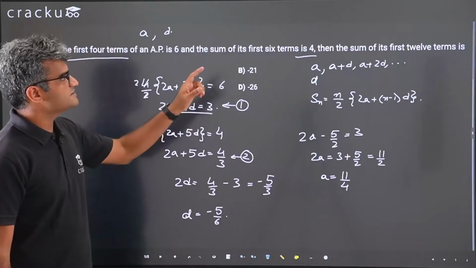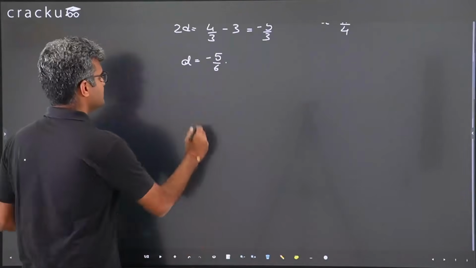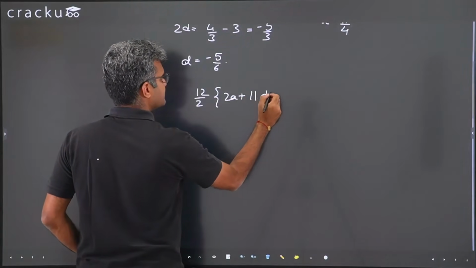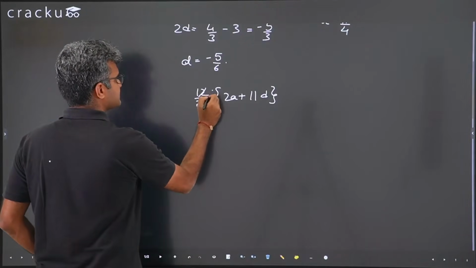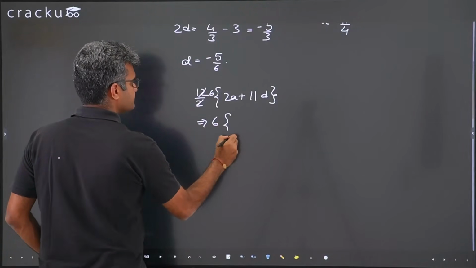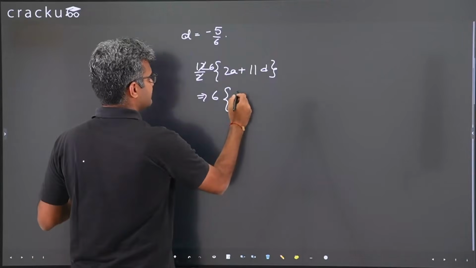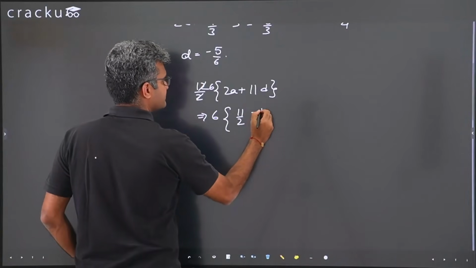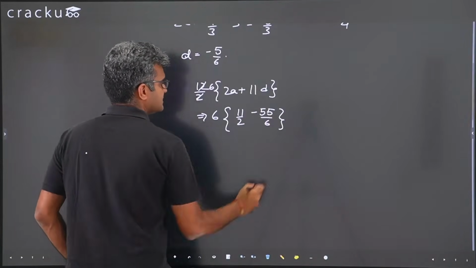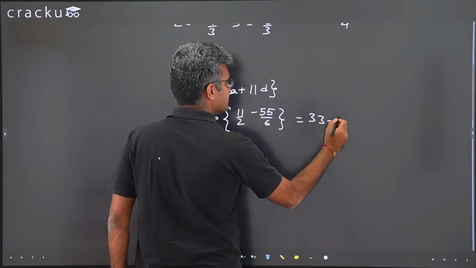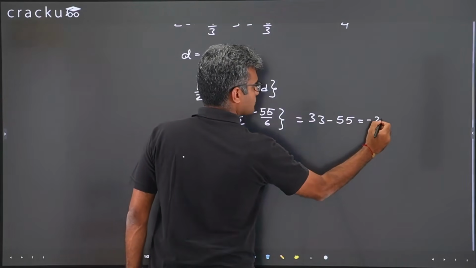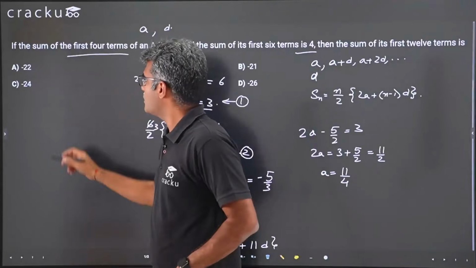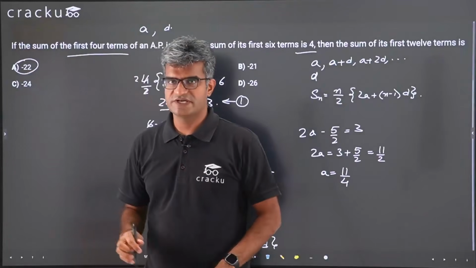We are required to calculate the sum of the first 12 terms. So sum of the first 12 terms will be 12 by 2 into 2a plus 11d. This is 6. So this will be 6 into 2 times 11 by 4 is 11 by 2, plus 11 times minus 5 by 6 is minus 55 by 6. This is equal to 33 minus 55, which is equal to minus 22. So the answer for this particular question is option A, which is equal to minus 22.